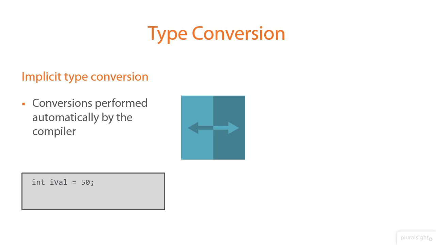We have an integer ival that we've assigned the value 50. If I then say long lval equals ival, the compiler has to convert that 32-bit integer ival into a 64-bit integer as it's stored into lval.